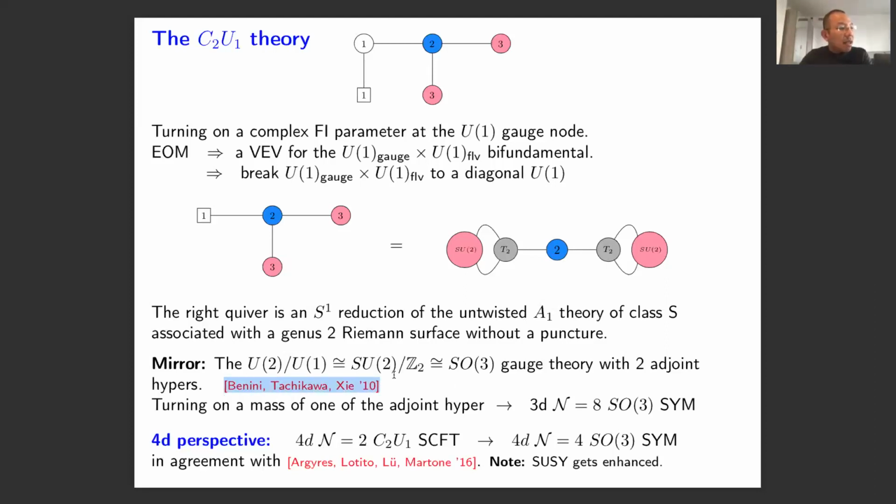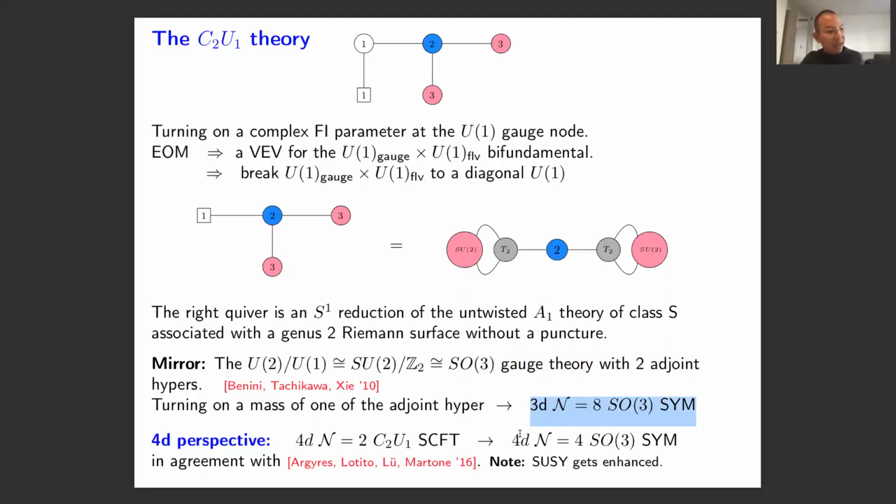Since you have SO3 gauge theory with 2 adjoints, this is the mirror of this mirror description, so you go back to the original description. You can give mass to one of the adjoint hypers, and then you get SO3 gauge theory with 1 adjoint. But this is the so-called 3D N=8 SO3 super Yang-Mills. So this is the 3D perspective.